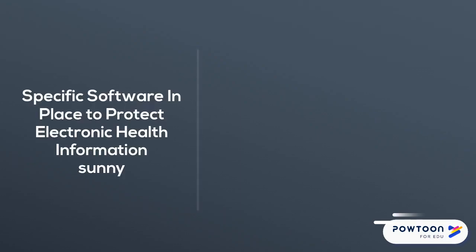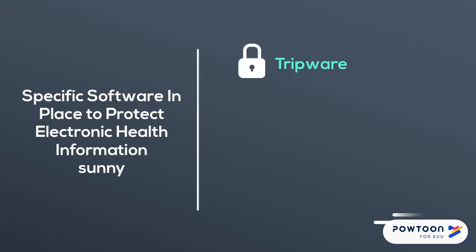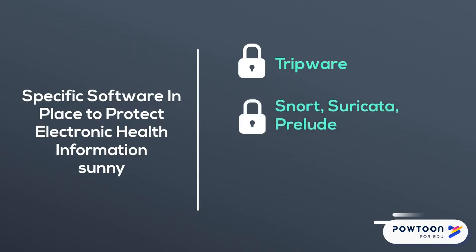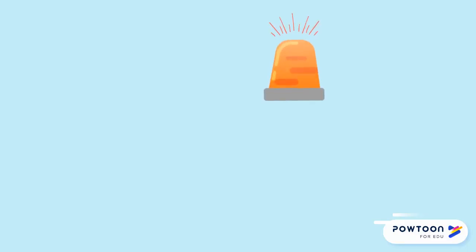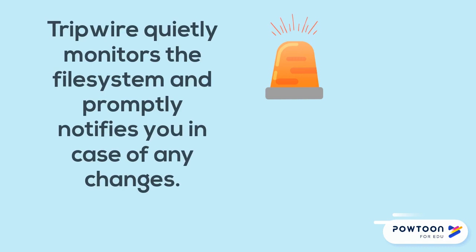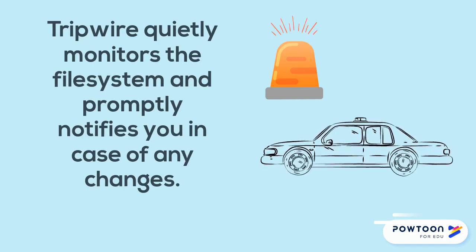In this slide, I will be discussing the use of software like Tripwire, Snort, Suricata, and Prelude. I will also speak on the use of antivirus and alert systems. Security software are technologies in place to prevent unwanted access to vital information. How do you know if an intruder is on your computer? The host-based intrusion detection system, Tripwire, quietly monitors the file system and promptly notifies you in case of any changes.